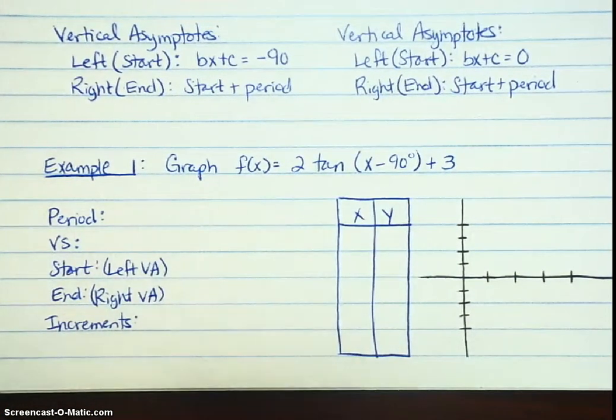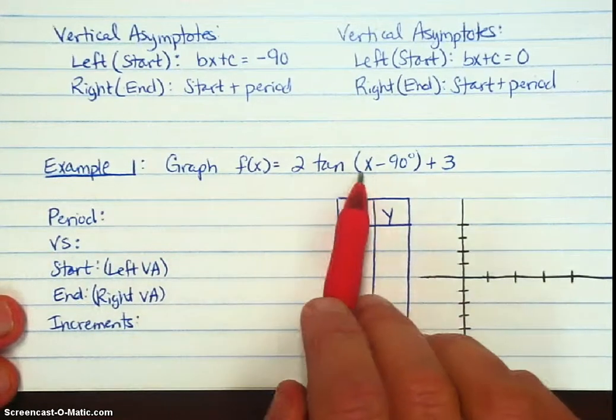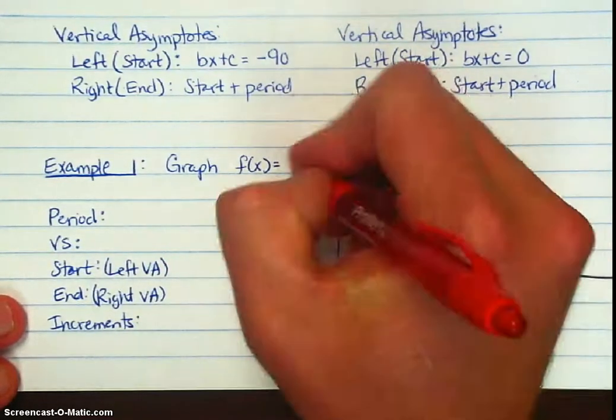All right, so here in this problem, graph 2 tan(x - 90) + 3. The 2 is my a.